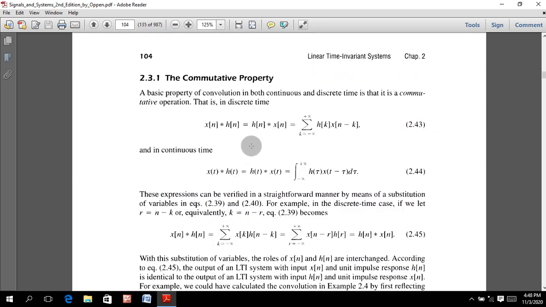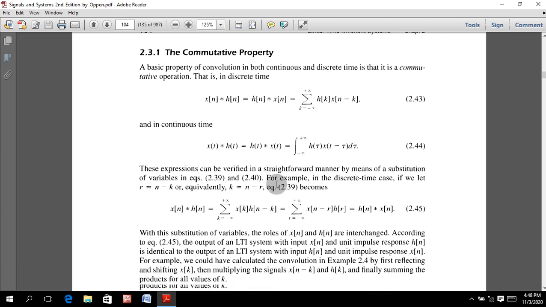In the same way, we can understand the commutative property of convolution: x of n convolved with h of n can be written as h of n convolved with x of n. In the same process, the summation of k from minus infinity to plus infinity can be written this way, and the same holds in the case of continuous time. Likewise, x of t convolved with h of t can be written as h of t convolved with x of t.